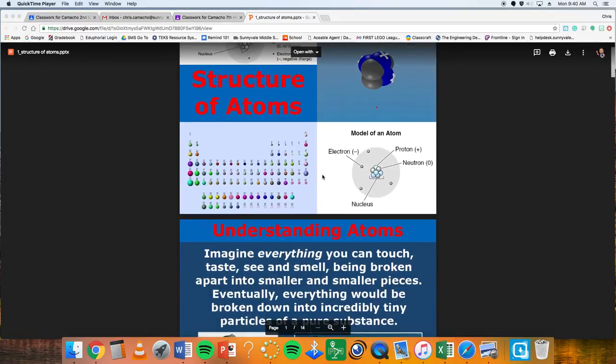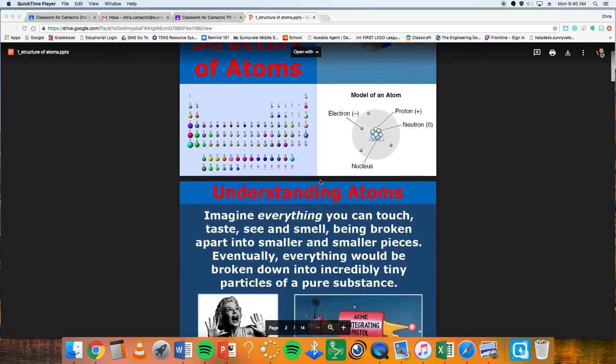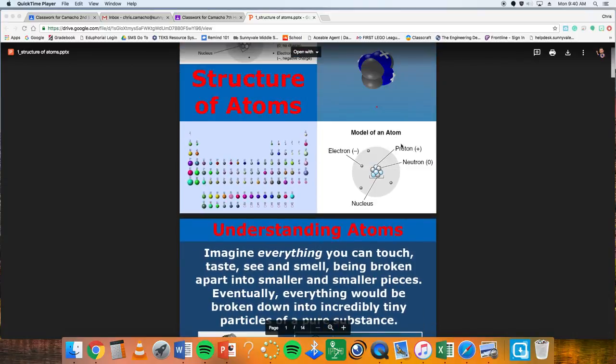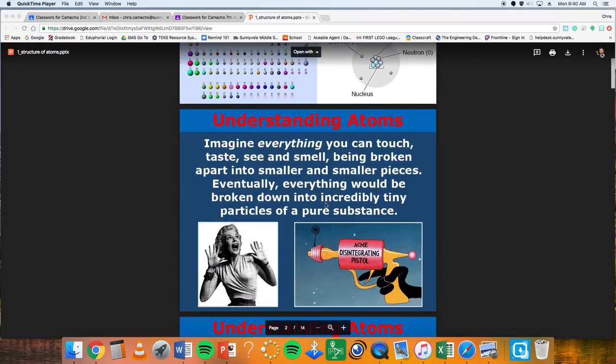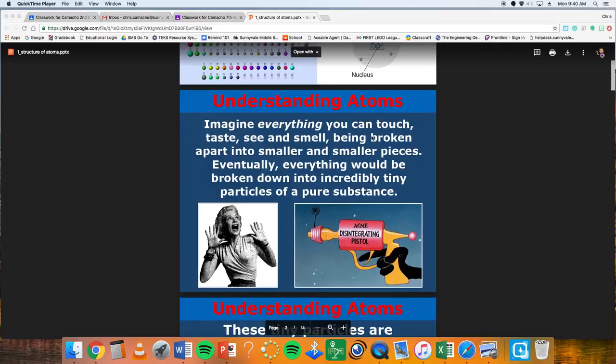Okay, so let's roll down. And again, this is a model of lithium. No, it's not. This is going to be beryllium. Model of beryllium. Understanding atoms. Everything you can see, touch, it's all atoms. The chair you're sitting in, the pencil or pen you're holding, the desk or table that you're at, your hair, you, the computer you're using, everything's broken up into atoms.